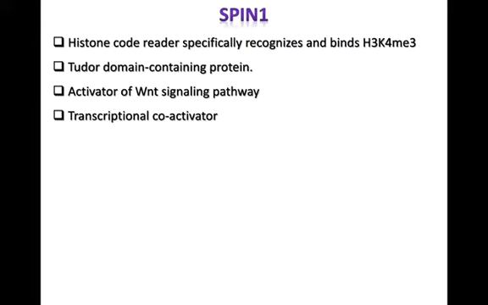So what is Spin1 anyway? Spin1 is a histone code reader, and recognizes and binds only to histone 3 K4 trimethylated. So you need to understand now that it needs to bind to the trimethylated. It's not only one methyl signal, it's a trimethyl signal on lysine 4 of histone 3. This Spin1, as you know now, is a Tudor domain containing protein. One of the major functions of Spin1 is activator of the Wnt signaling pathway. As well, it is a transcriptional coactivator. So these are two of the main functions. Once it binds, it will activate transcription of certain genes.